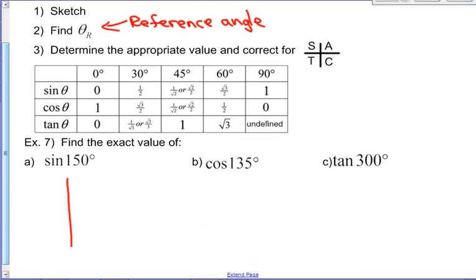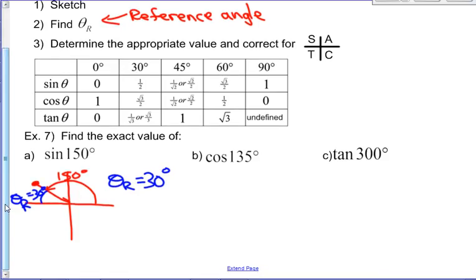If I have sine of 150, I'm going to draw 150. It's 150 degrees counterclockwise. Now I have to figure out what the reference angle is. That's this thing here, theta r. Okay, if I went all the way to the x-axis again, that would be 180 degrees. So what's missing must be 30 degrees. So again, theta ref here is going to be 30 degrees.